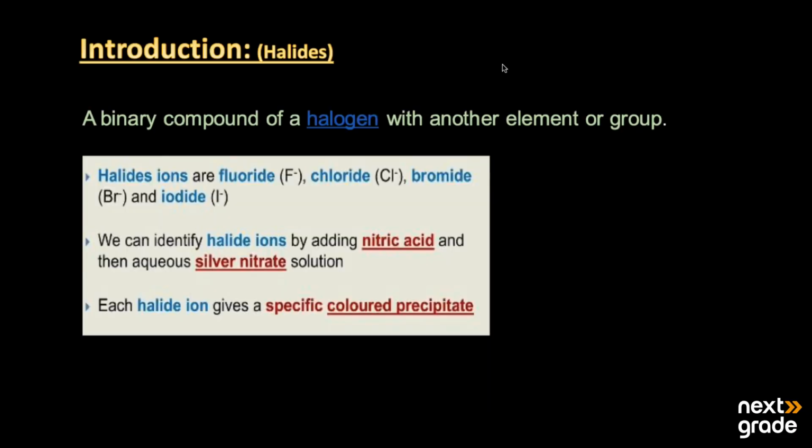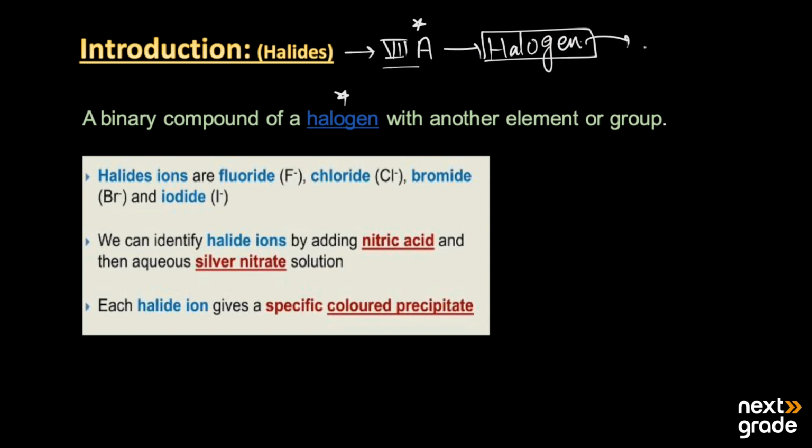So the topic that we will discuss today is the introduction to halides. The word halide basically denotes the group 7A elements in the periodic table, and these group 7A elements are basically known as halogens. So the word halogens is given to the group 7A elements, and when these halogens form bonds with other elements, their products are mainly known as halides.